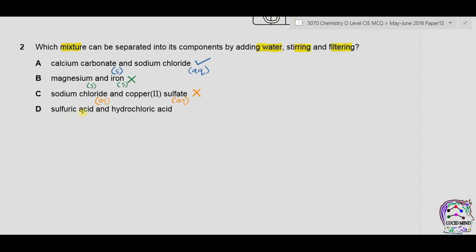In part D, we have a mixture of sulfuric acid and hydrochloric acid. Again, both sulfuric acid and hydrochloric acid are water soluble and they cannot be separated by filtration. Correct answer is therefore A.